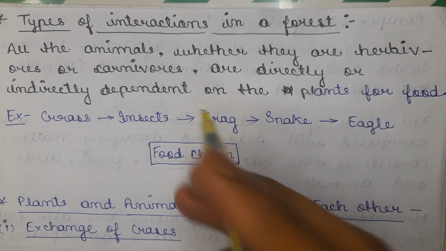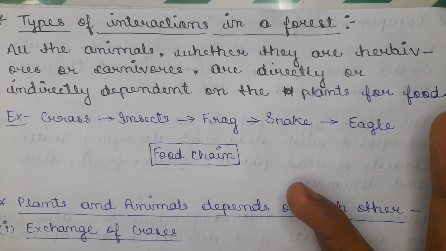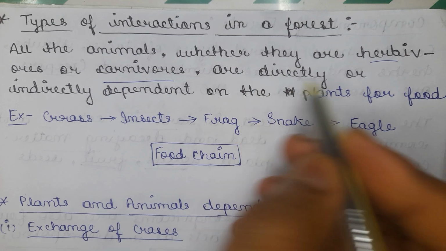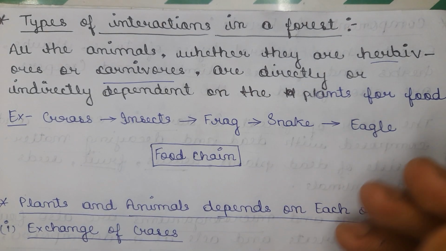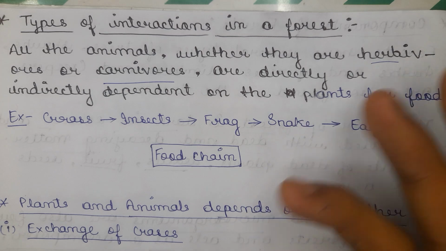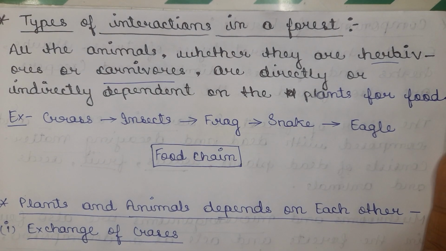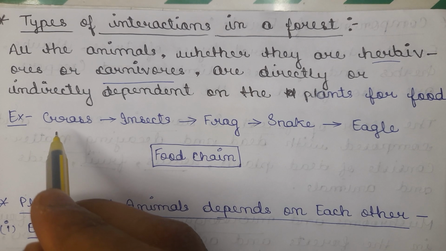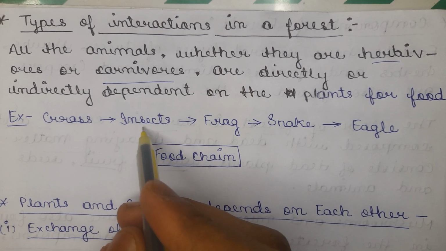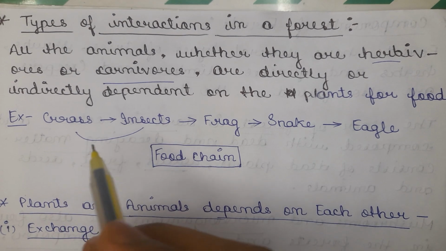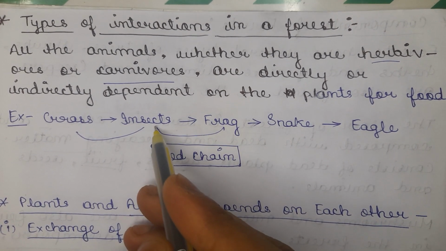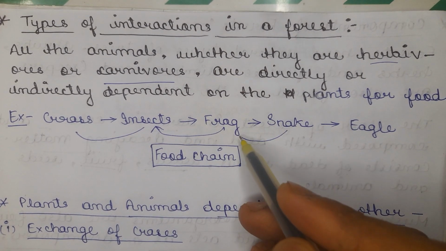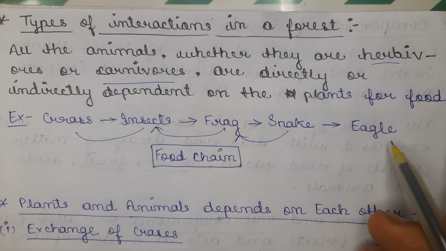So the plants and animals living in a forest interact with each other. So all animals, whether they are herbivores or carnivores, are indirectly or directly dependent on the plant for food. Now the organism that feeds on the plants is eaten by the other organism. For example, if you take the example of this interaction that occurs in a forest, insects feed on grass, and frog will feed on insects. Now the frog in turn is eaten by the snake, and then snake forms the prey for the eagle.